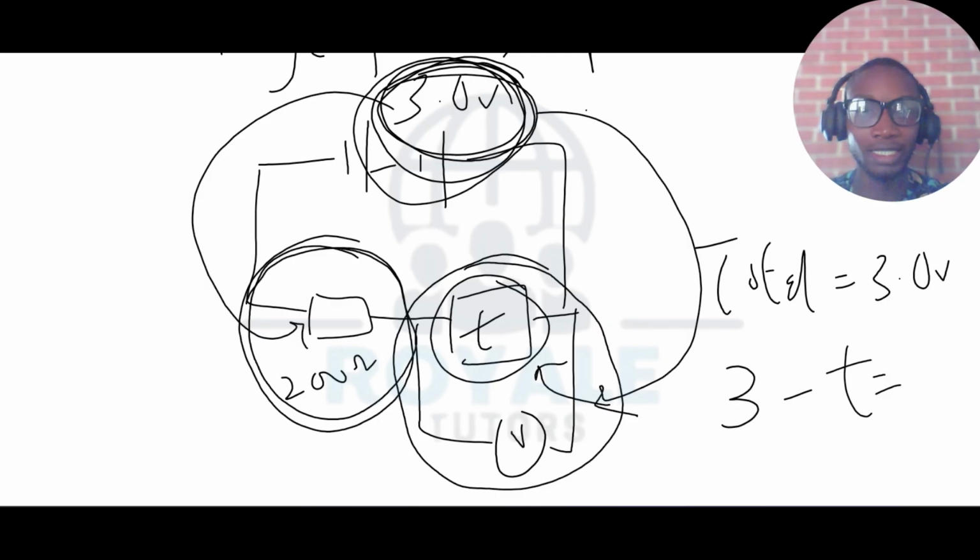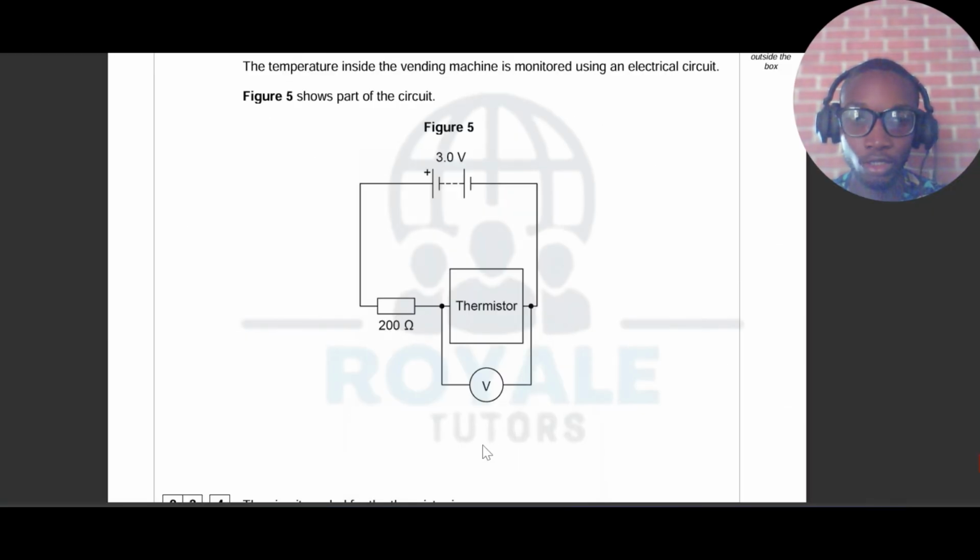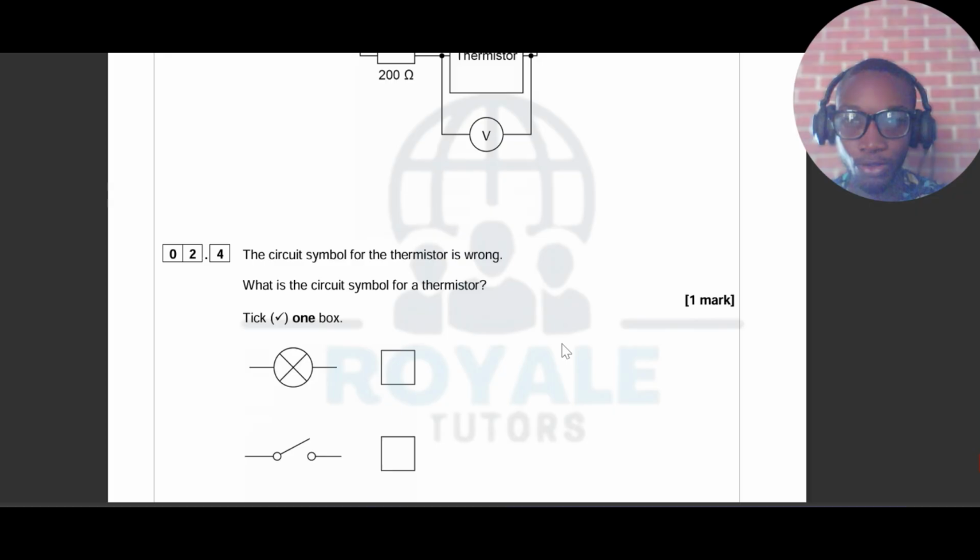So what are we trying to say technically? That means if I'm going to get the value of voltage inside this resistor, I just have to take the entire value and subtract the value of the voltage in the thermistor from the entire value, and that's how I'll get my answer. So how do we find that out in the question? So now we have these options.